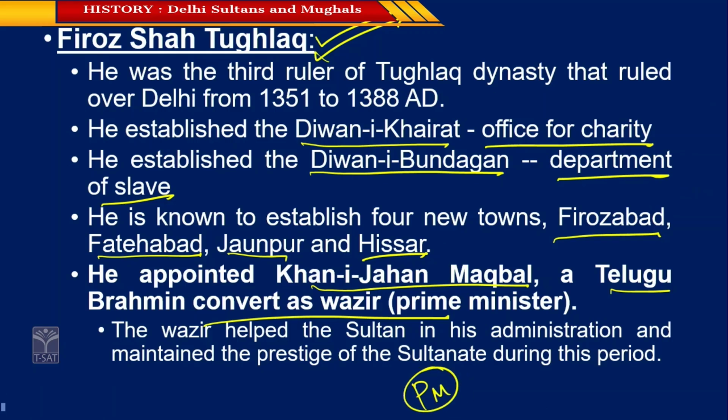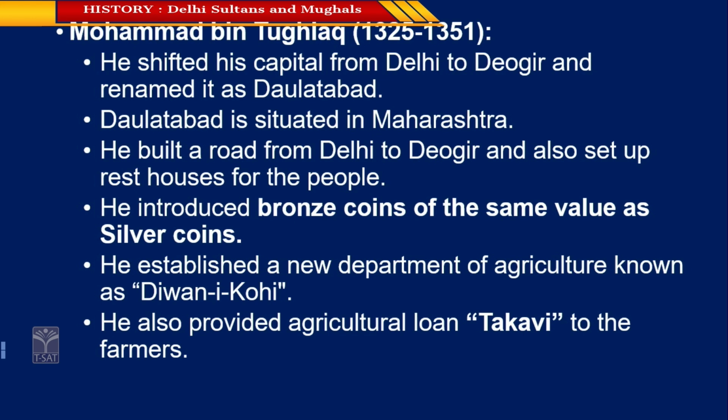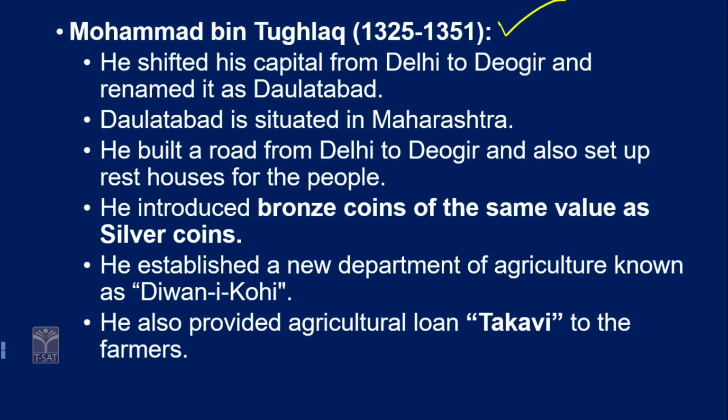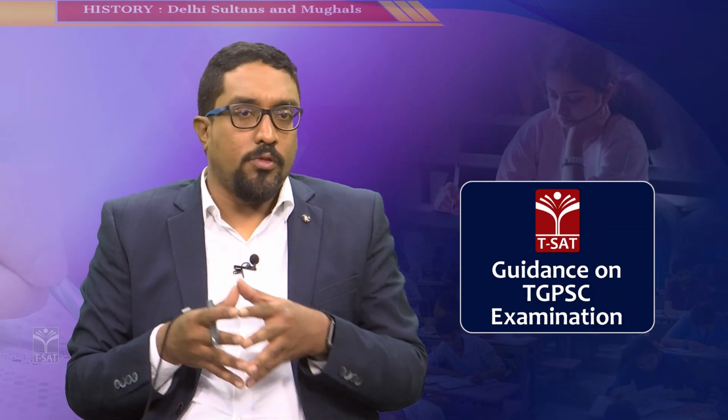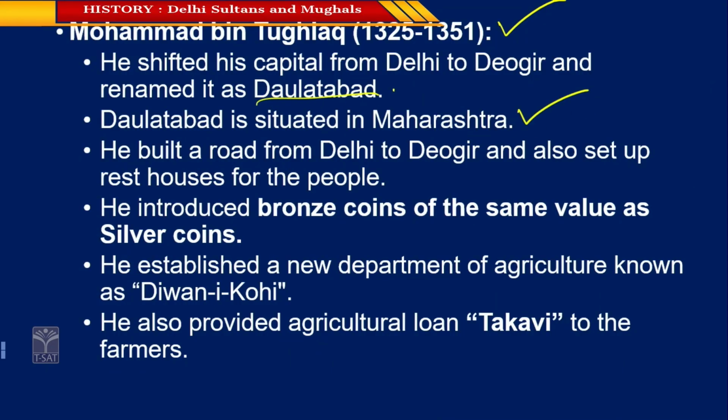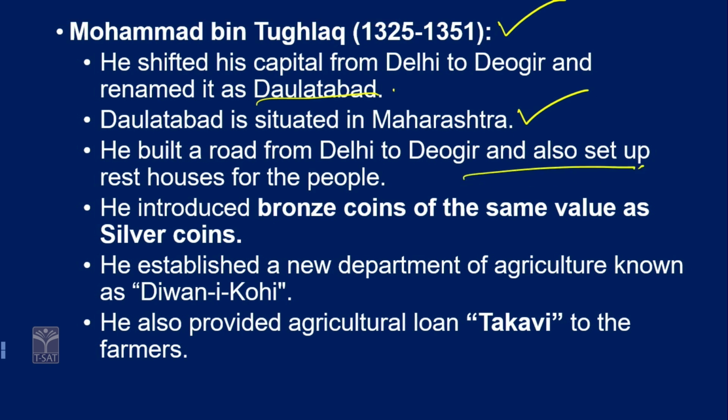Wazirs were basically prime ministers who helped the king in their day-to-day administration and also had the job of maintaining the prestige and power of the Sultanate. The third option which is given there is Muhammad bin Tughlaq. He was the Tughlaq dynasty's second ruler. During his period there were a lot of experiments, for example moving the capital from Delhi to Devagiri, renaming Devagiri as Daulatabad, situated in Maharashtra, building a road from Delhi to Daulatabad, and introducing bronze tanka as against silver tanka. He also established Diwan-e-Kohi.